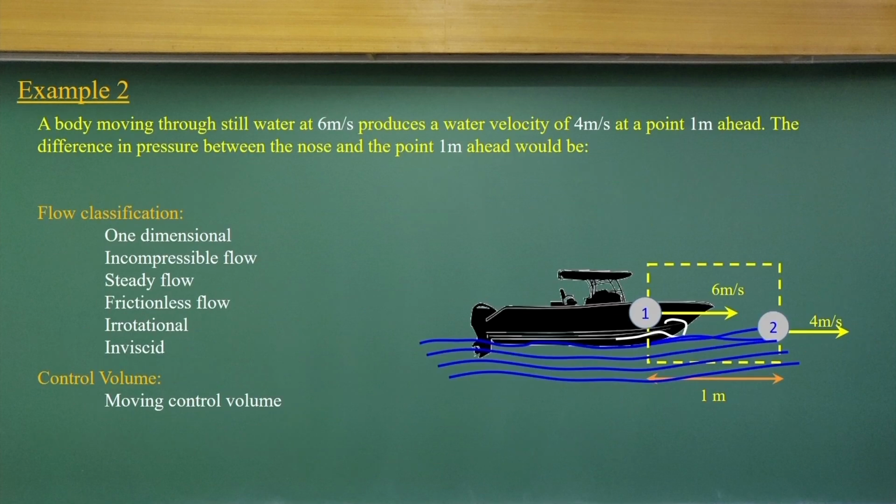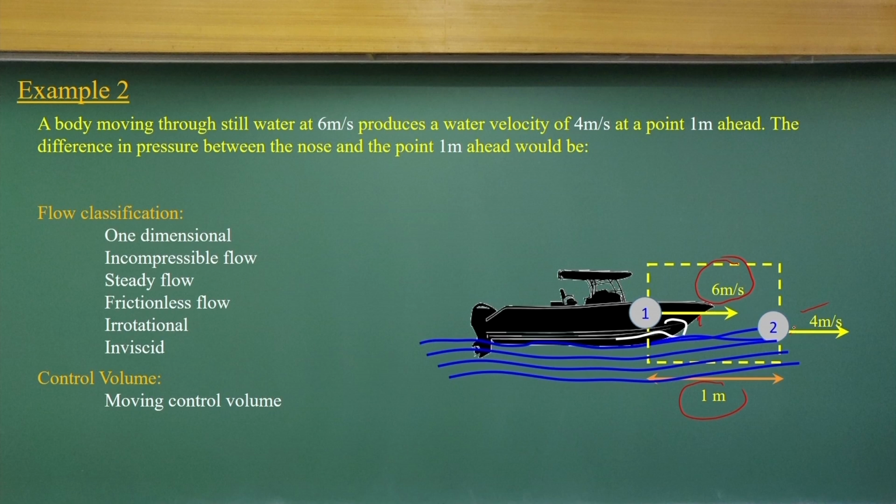Let us have another very interesting example. A body is moving in still water at 6 meters per second, and produces a water velocity of 4 meters per second at 1 meter ahead. That means the distance between these two points is 1 meter. This is 6 meters per second. The flow is like a reservoir type of condition where the still water is there, and the velocity at this point is 4 meters per second. Now we want to compute what could be the pressure difference between the nose and the point 1 meter ahead.